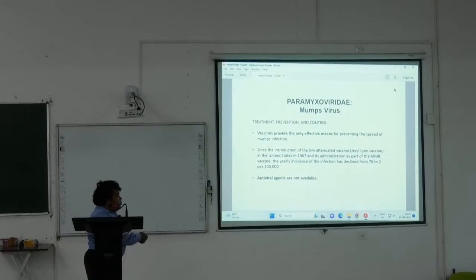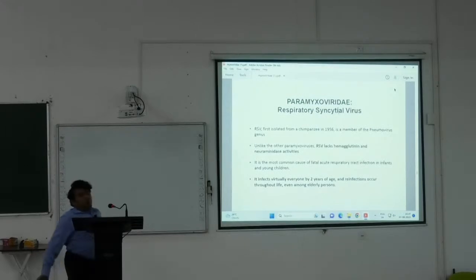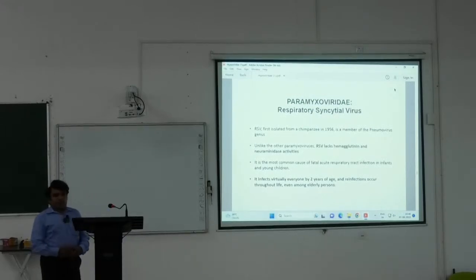Now, most important part of control is vaccine. The Jeryl Lynn strain is given as a vaccine along with measles. No antiviral is recommended for treatment of mumps.